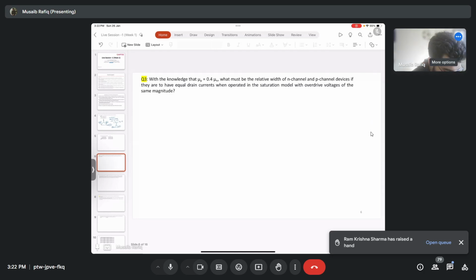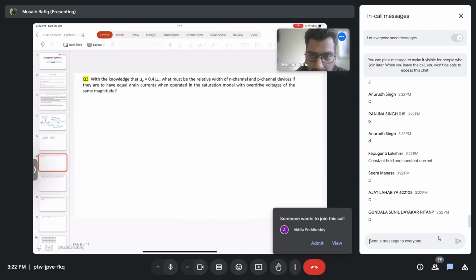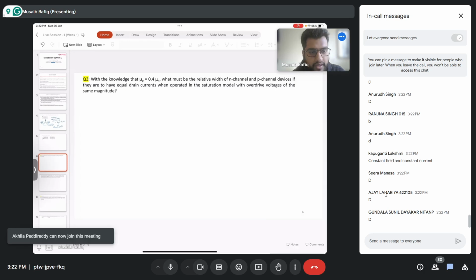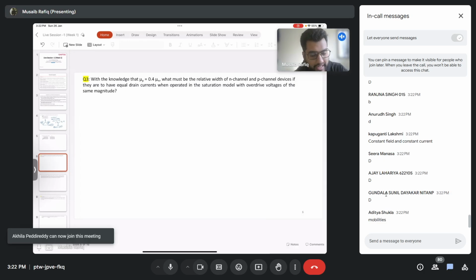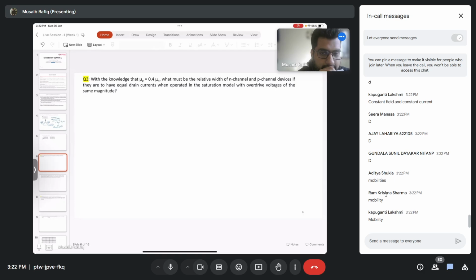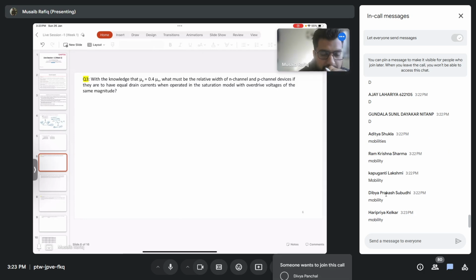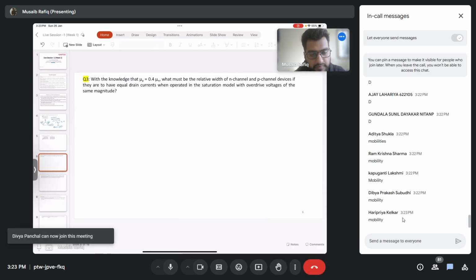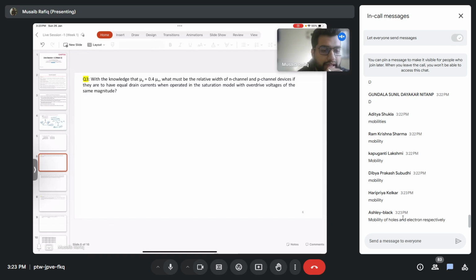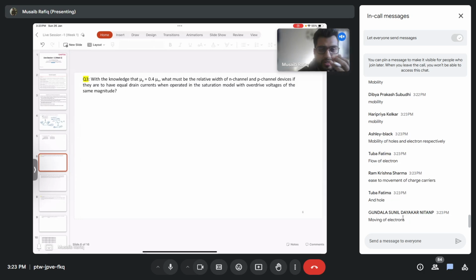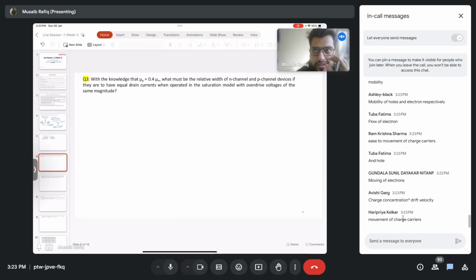The question reads, with the knowledge that mu p, okay, before you solve it, what's mu p? Can anyone tell me what mu p and mu n are? In the chat box, mu p and mu n, mobility is correct. How do you define mobility? Yes, mobility of holes and electrons. So what is mobility exactly? Yes, ease of movement of charge carriers. You can guess it from the name itself, ease of motion. Correct.